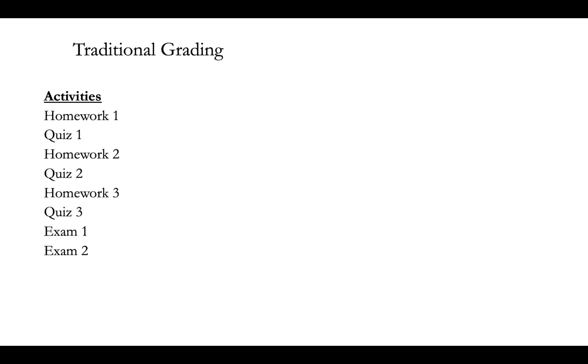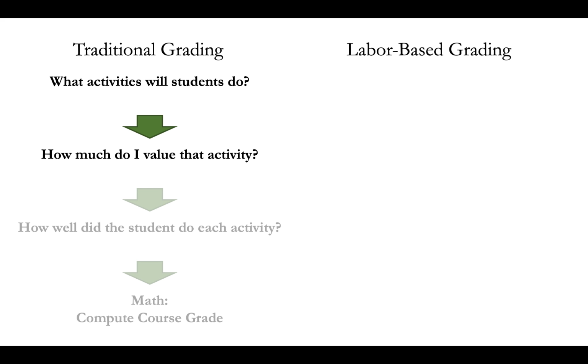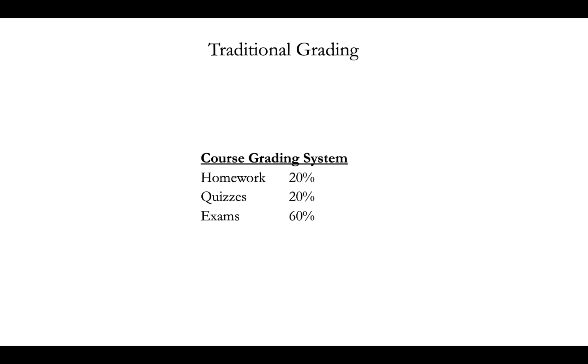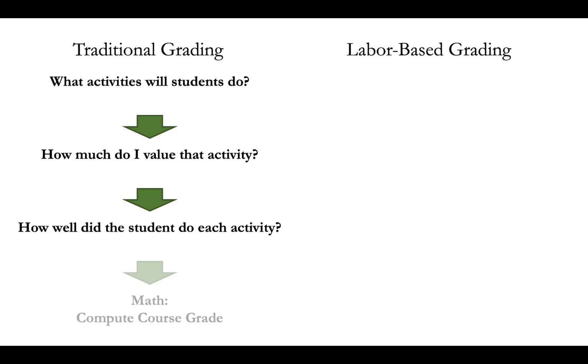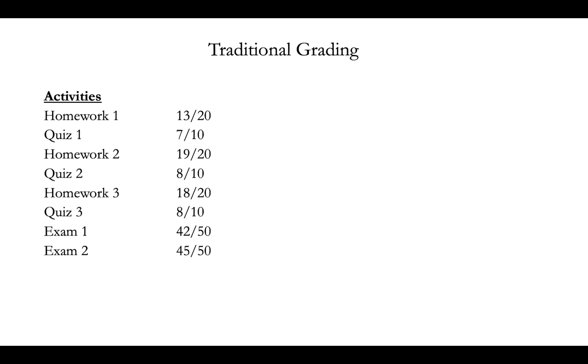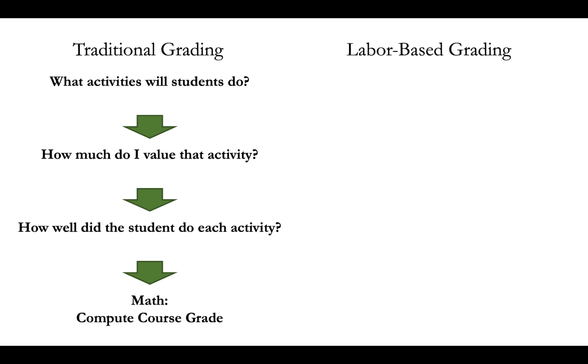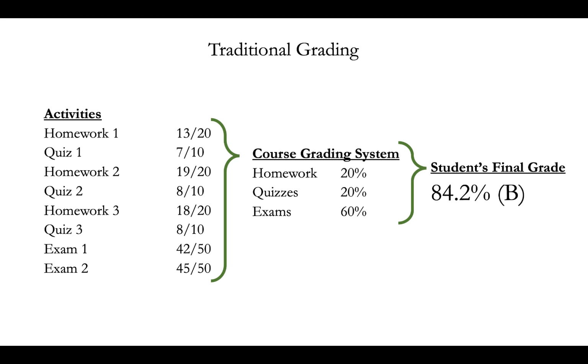So if we unpack that, what activities the students do, we typically come up with things like homework, quizzes, exams, maybe lab, maybe participation. There's other things that could be in here. And then we ask ourselves how much we value that activity. And we come up with some sort of weighted average or total number of points for each category of activity. And then during the semester, we ask ourselves how well the students did on each activity, and they earn a score on each one. And then finally, at the end of the semester, compute their course grade by combining their scores with our weighted averages and come out with the final grade that we report to the registrar's office.